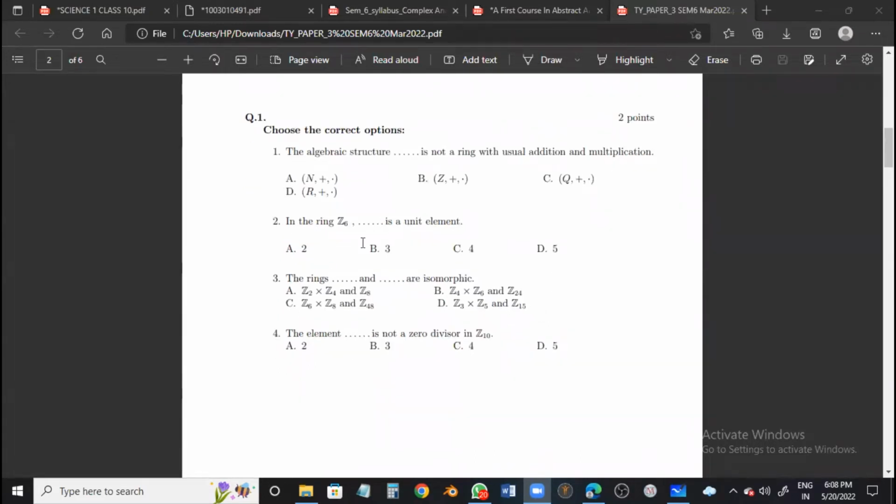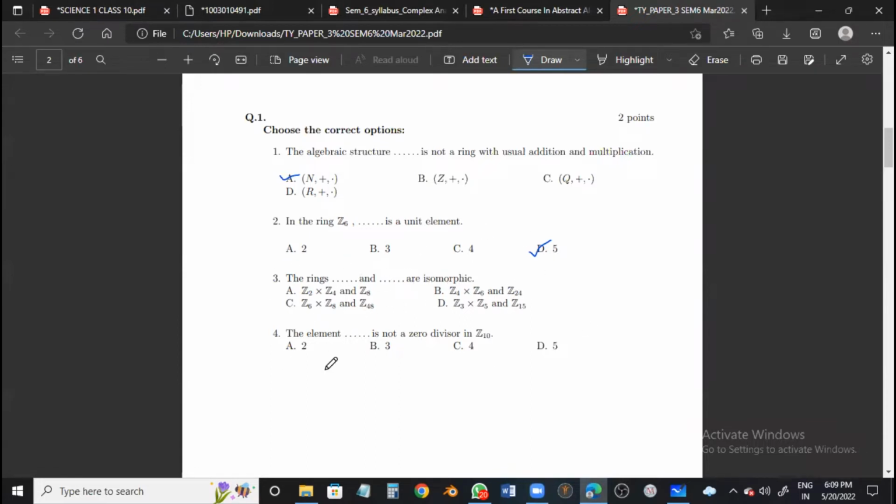Now in Z6, which is the unit element? 5. Yes, 5 is the correct answer. The number which is relatively prime to 6. So 5 is relatively prime to 6. Okay. Now the rings are isomorphic.